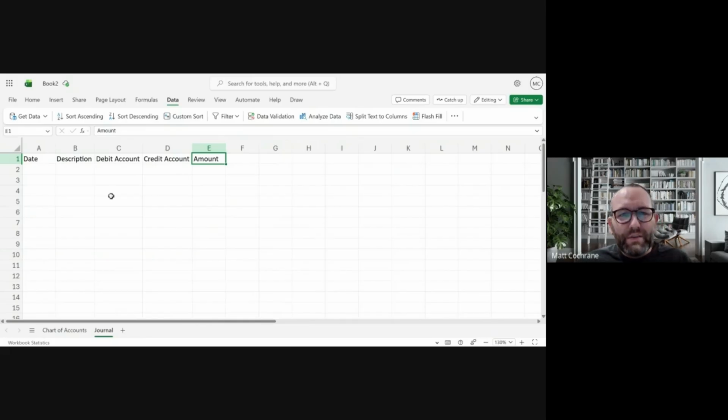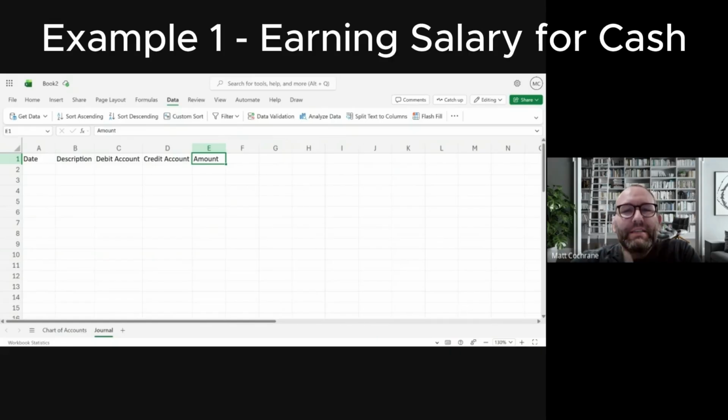What we want to get used to is transaction analysis, basically identifying which account is being debited and which account is being credited according to the rules that were introduced in a prior video. The best way to do this is just to go through some core everyday transactions that many people have. So example number 1 is going to be earning salary and we receive the cash, okay?